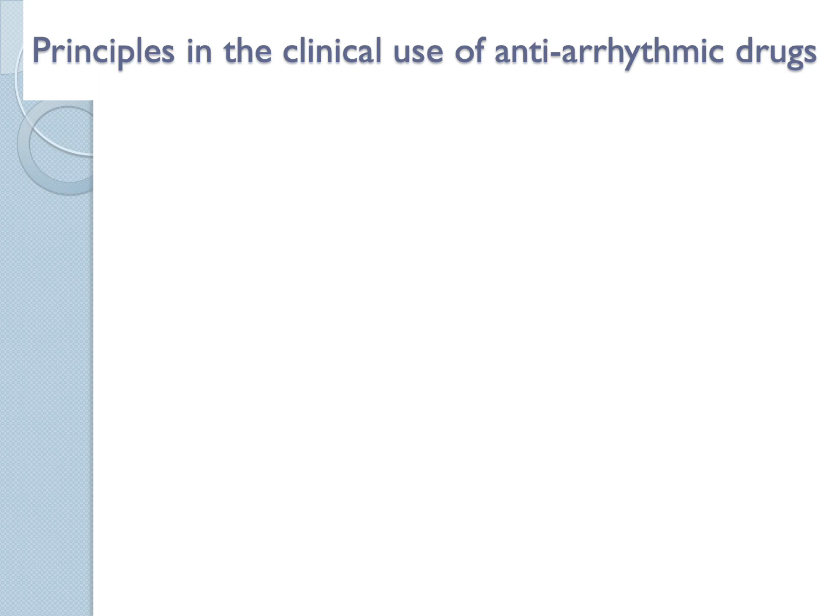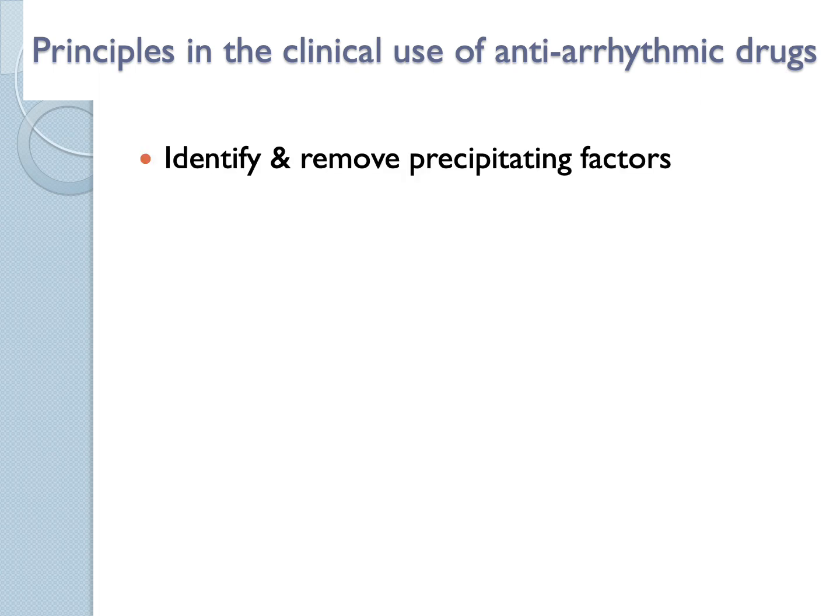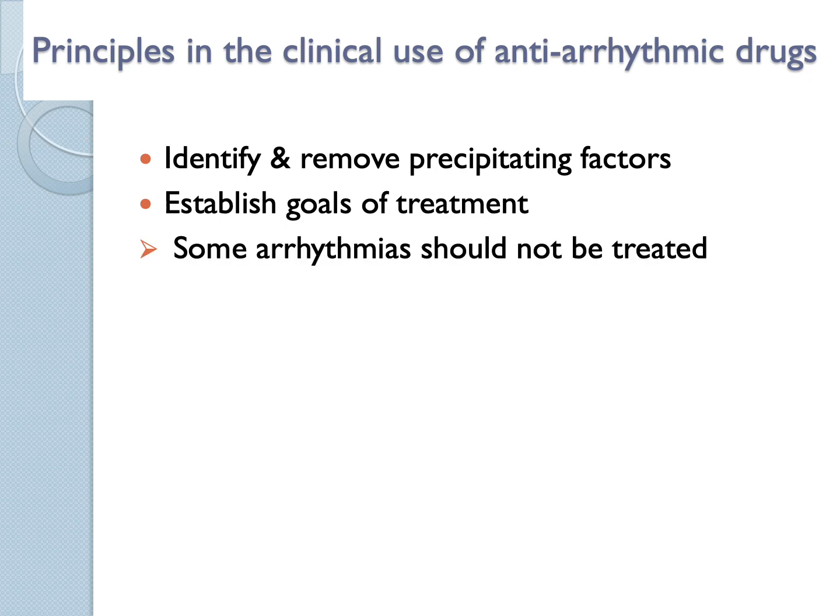There are a few principles. The first thing is that we try to know how it can happen. If there are any precipitating factors that we can eliminate, obviously we try to eliminate them. And we need to establish the goals of treatment, because some arrhythmias should not be treated. Remember, the drugs that we have are not the best. So if it's not life-threatening and doesn't cause any symptoms, we can literally just ignore it.